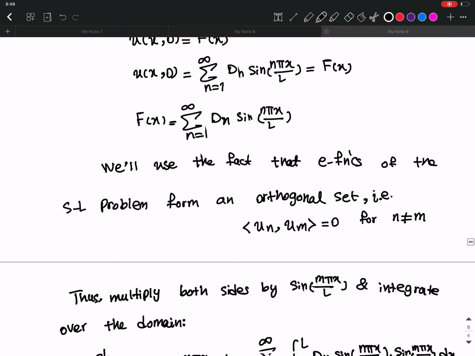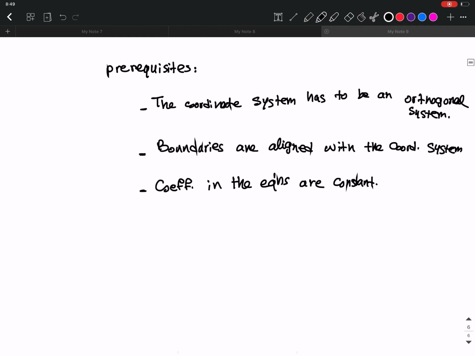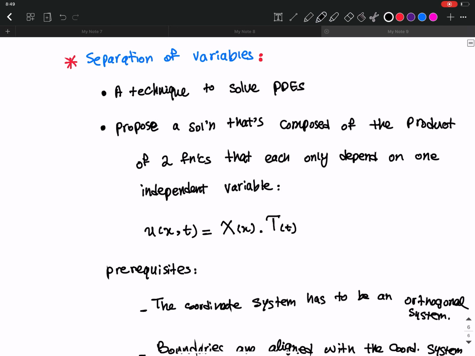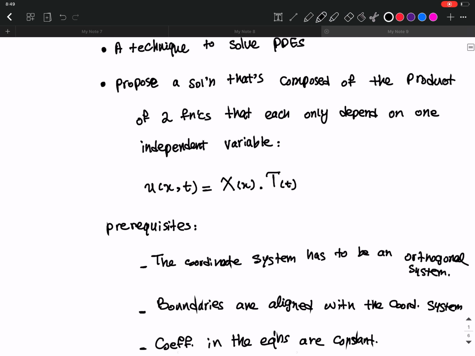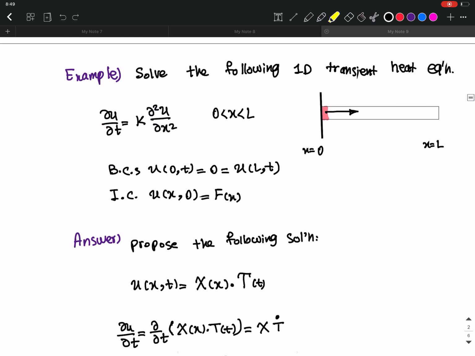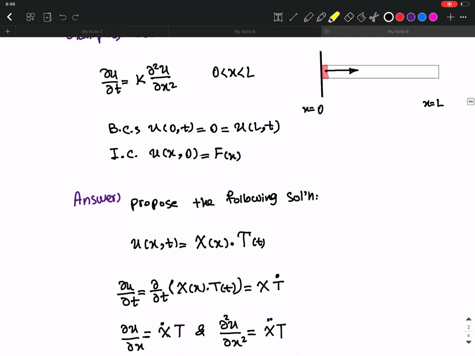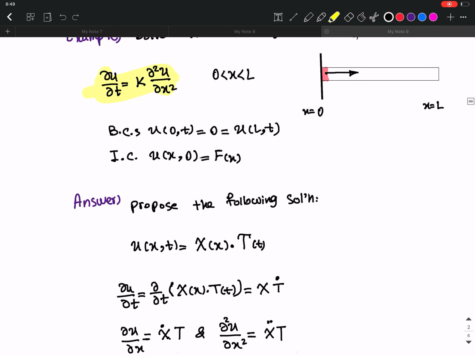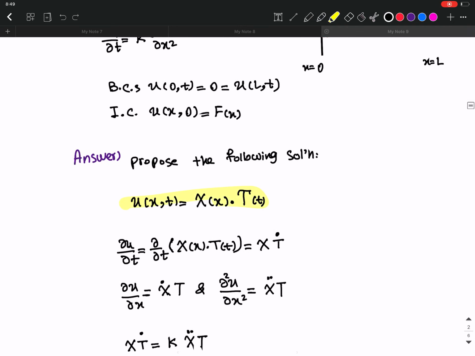Okay, so just a brief overview and review of this lecture. We started with the separation of variables, which is a technique to solve PDEs. We have to propose a solution in this way to be able to solve these kinds of problems, and then we solved an example for a 1D transient heat equation with this form for this PDE, and we solved it by using this separation of variables technique.